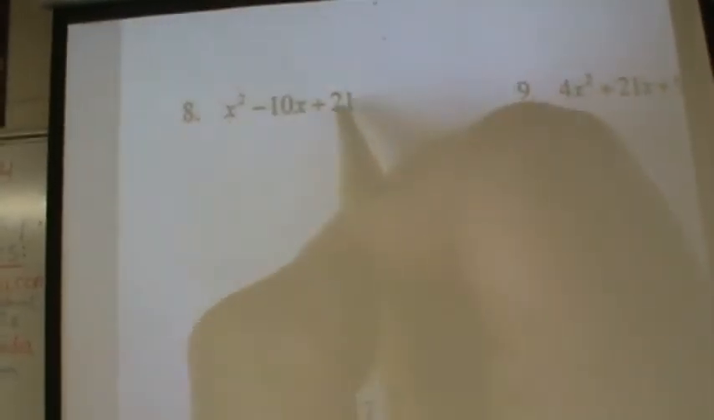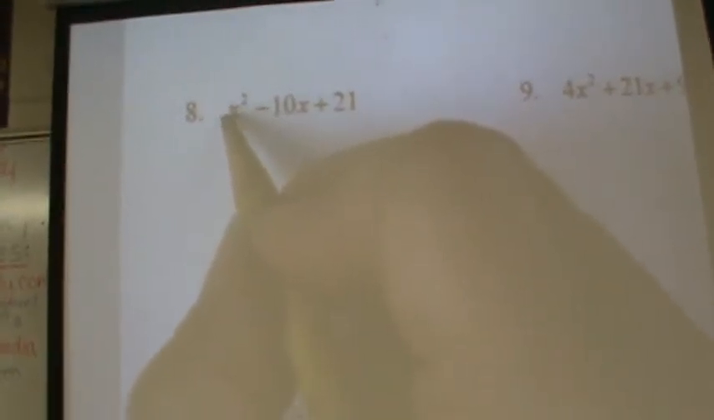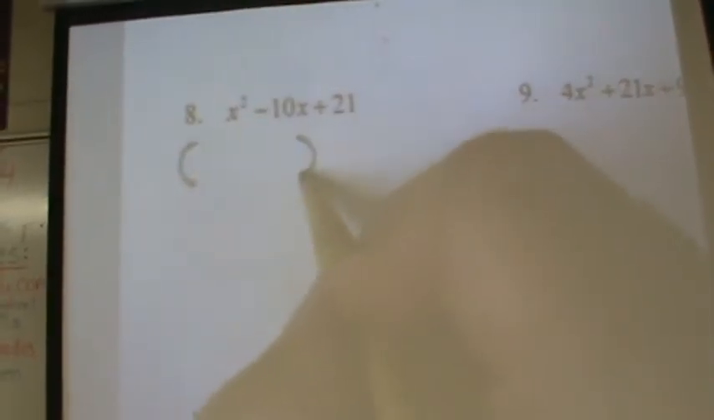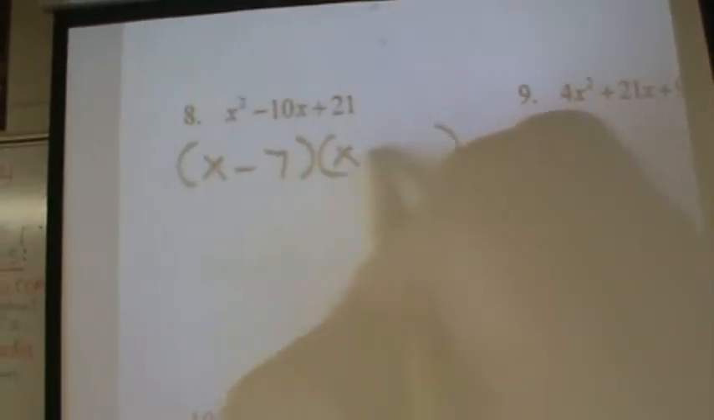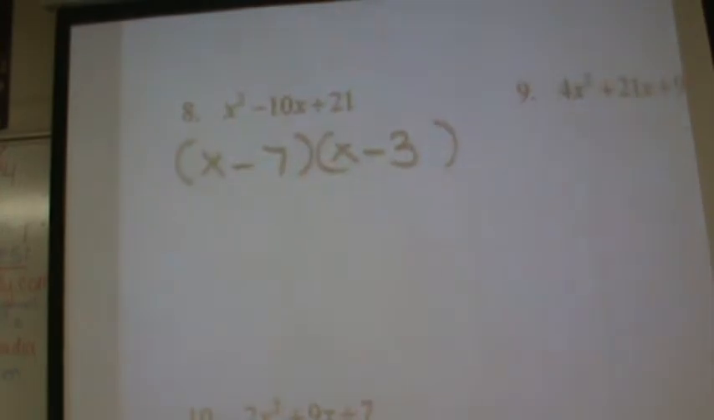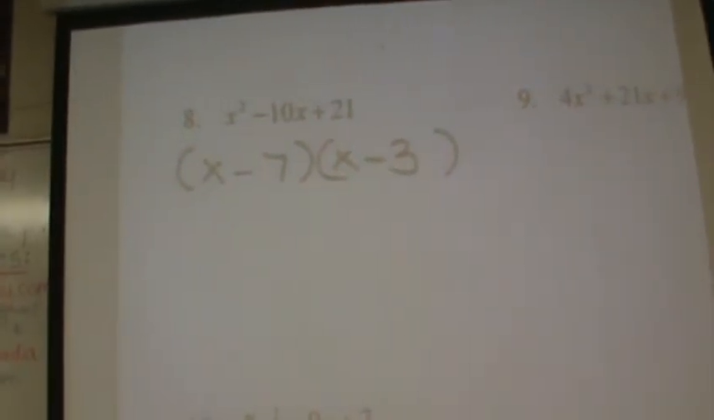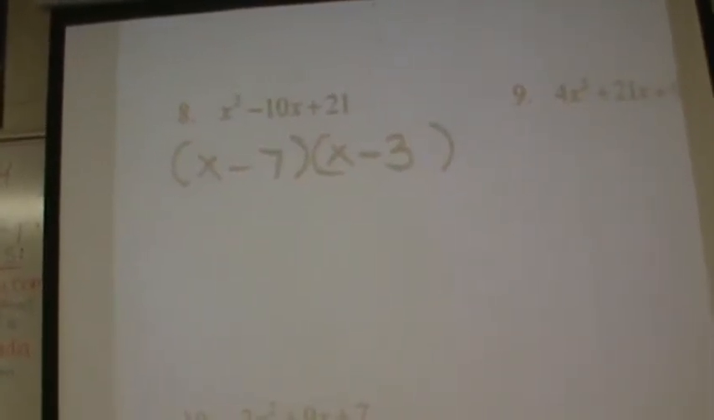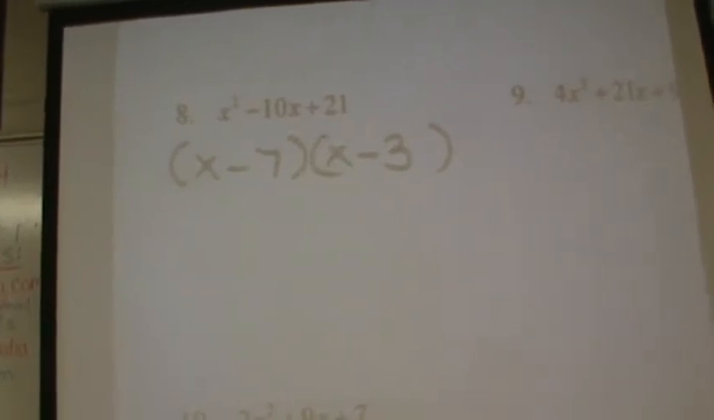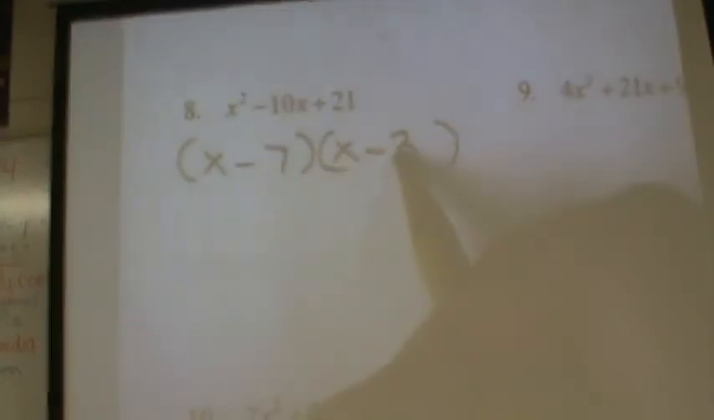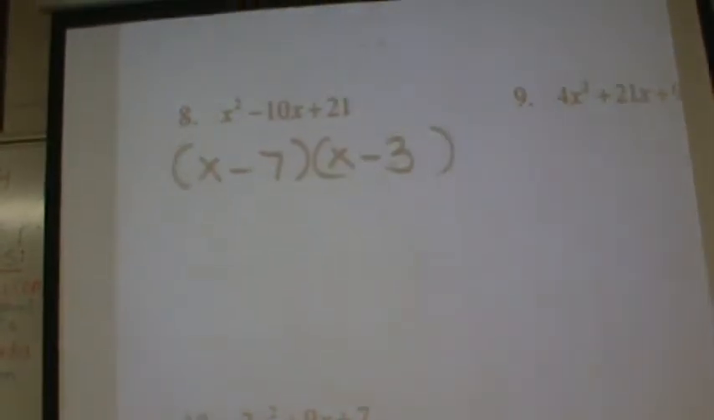Next one, number 8. Which kind is this? It's a trinomial with a 1 in front. Remember how to do this one? X minus 7, x minus 3. Yep. Beautiful. What times what is 21 but adds to be negative 10? What times what is 21? 7 times 3, and it adds to be negative 10.